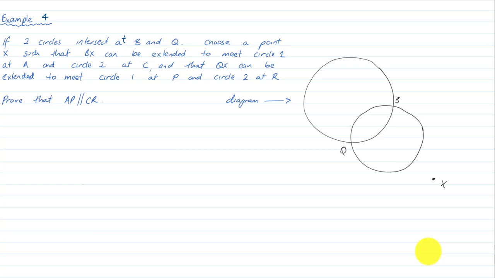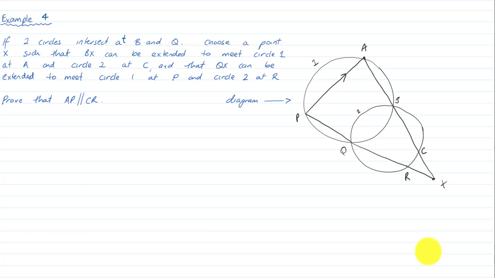BX can be extended to circle 1. So this is circle 1, by the way, and this is circle 2. So if I extend BX, now it meets circle 1 at A, and it meets circle 2 at C, and then QX, so this is Q, can be extended to meet circle 2 at R and circle 1 at P. So there's my diagram. I need to prove that AP is parallel to CR.